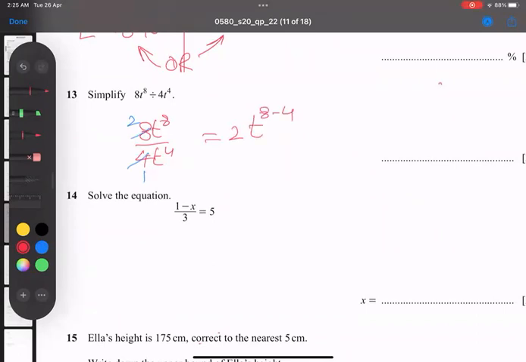For example, x to the power u and x to the power l. U for upper, L for lower, upper minus lower. But you must write out of 2x's only 1x. I hope you got the idea. So 2t to the power 4 is our final answer.